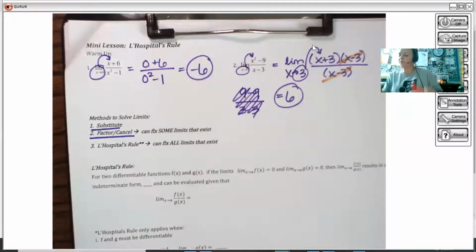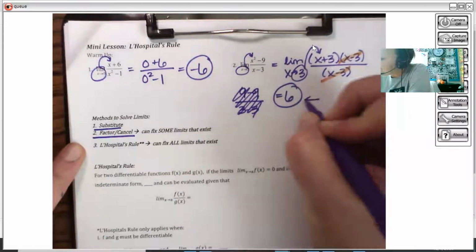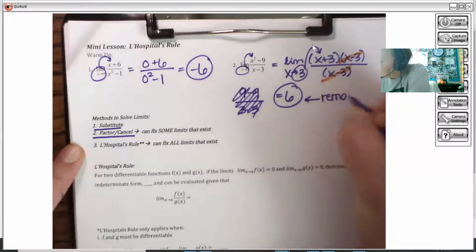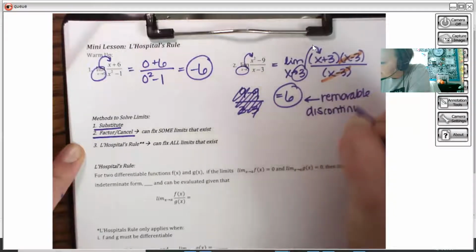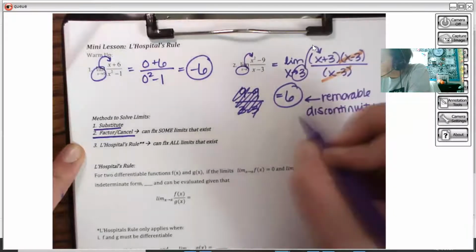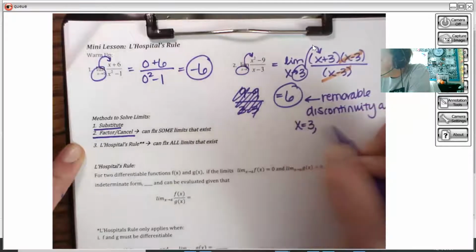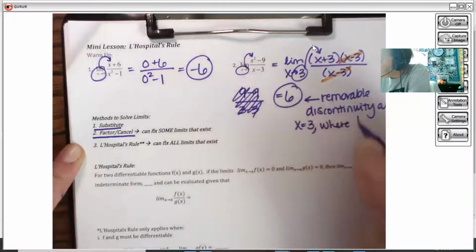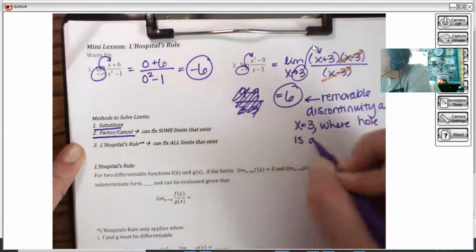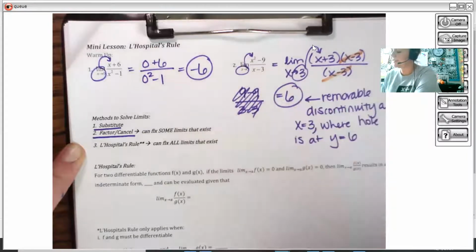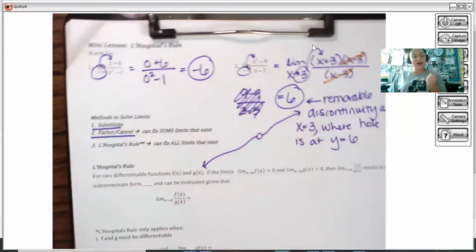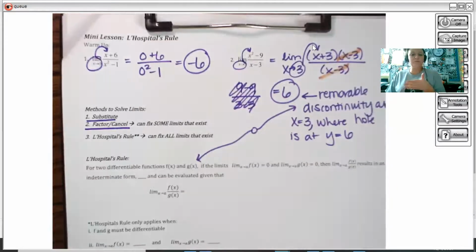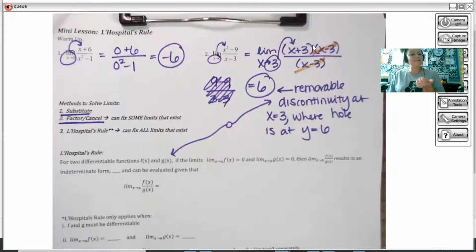So let's review real quick what this means. This means that there is a removable discontinuity, which is a hole, at x equals 3, where the hole is at y equals 6. So basically you have this situation where technically there's not a dot there. It is a discontinuity. However, the limit still exists because I was able to fix that limit, okay?